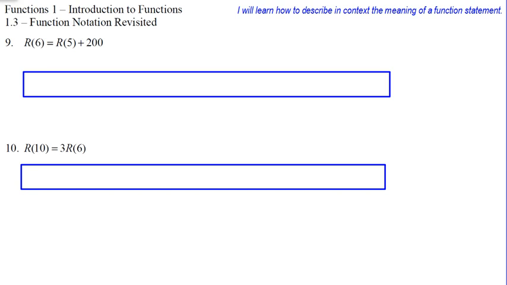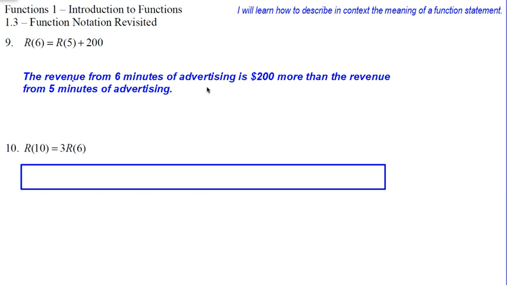Moving on. R of 6 equals R of 5 plus 200. It's the same as number 8, just a different number, right? So the revenue from advertising for 6 minutes is how much more? Very good. It's $200 more than advertising for 5 minutes. Yay, very good, you guys.